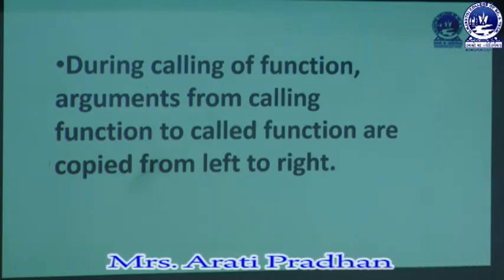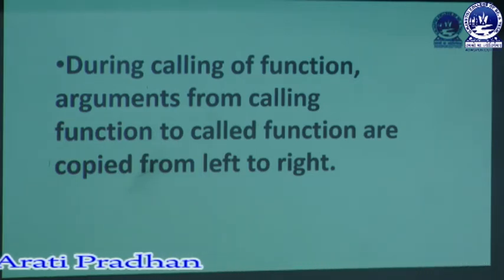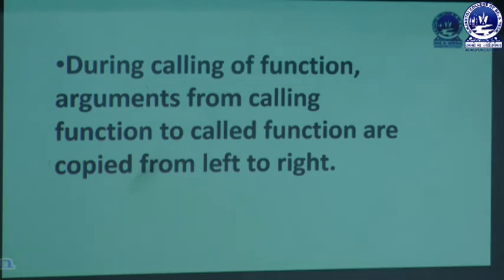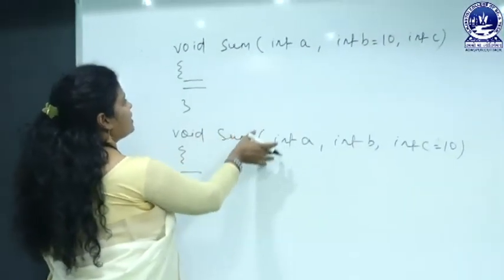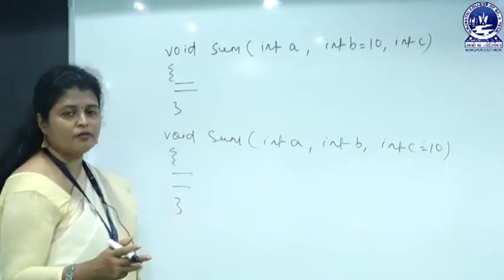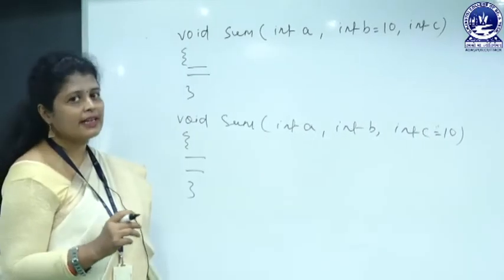During the calling of a function, arguments from the calling function to the called function are copied from left to right, and that's why we have to be careful at the time of using default arguments. Now I am taking one example so that you will be clear on this concept. Here I am taking one simple function segment with a default argument to explain one important characteristic.